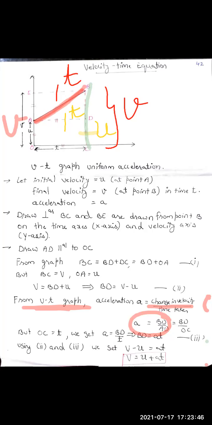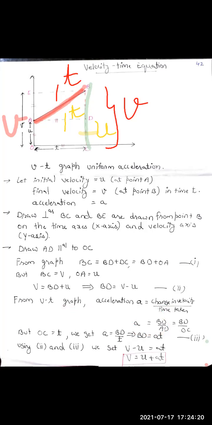Now, we know AD and OC are equal, so instead of AD we can write OC. So A equals BD by OC. Now, what is OC? OC is T. Let's put this value in the equation. We get A equals BD by T. Let's make BD the subject of the formula. Then T goes to the other side in multiplication. BD equals AT. This is your equation number 3, right?